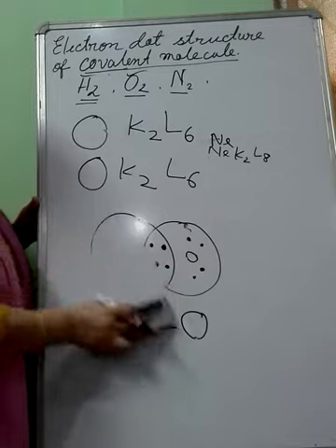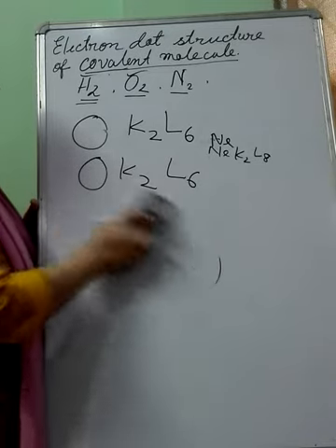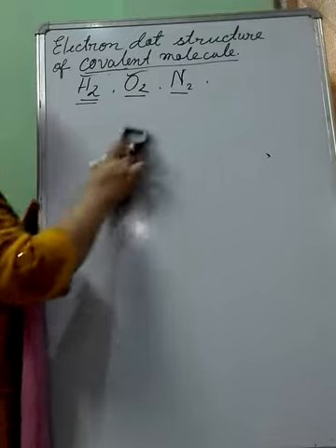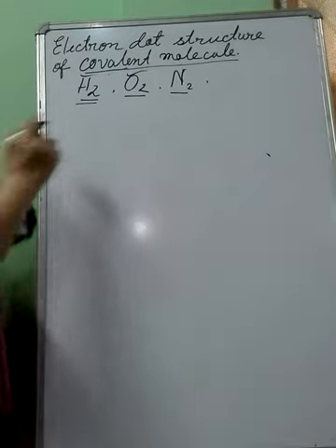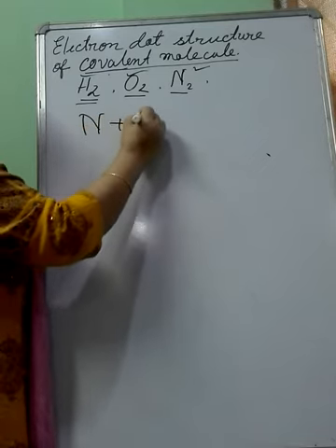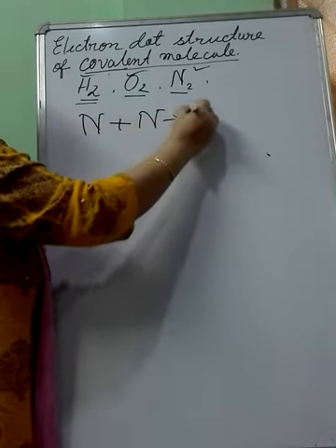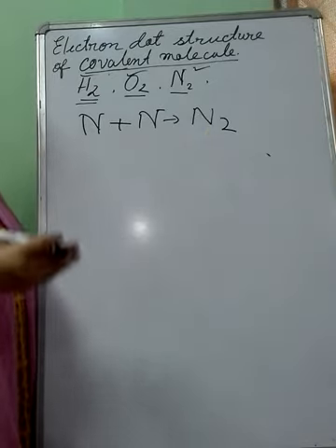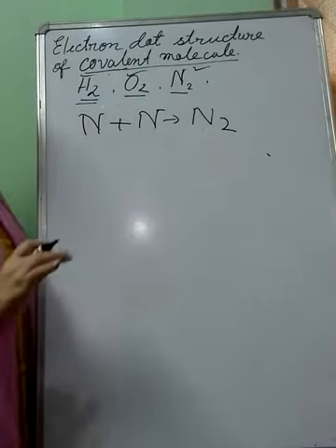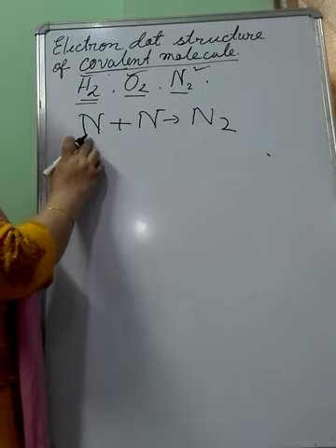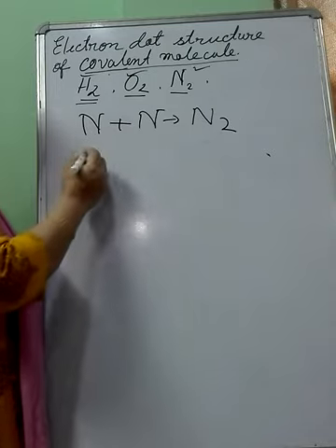Now come to the example of nitrogen. Let us discuss about the nitrogen. Let us see how to draw the nitrogen dot structure. First of all, I want to say 2 nitrogen combine and form the nitrogen gas molecule. Remember, hydrogen, oxygen, nitrogen, all these are diatomic molecules. These are the gases. So 2 nitrogen combine to form nitrogen gas molecule.